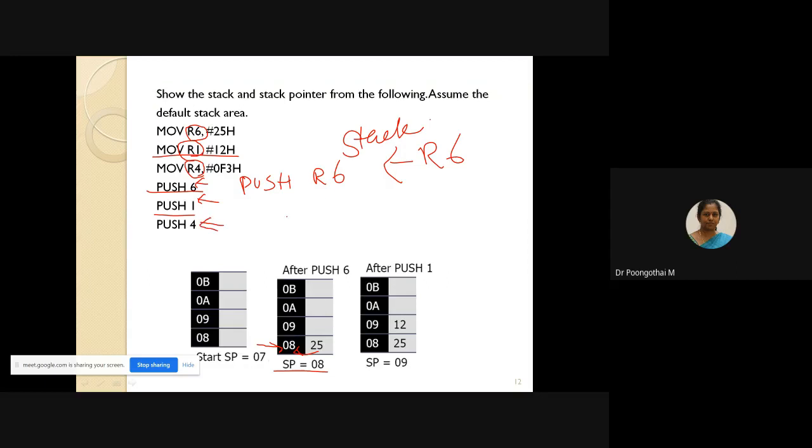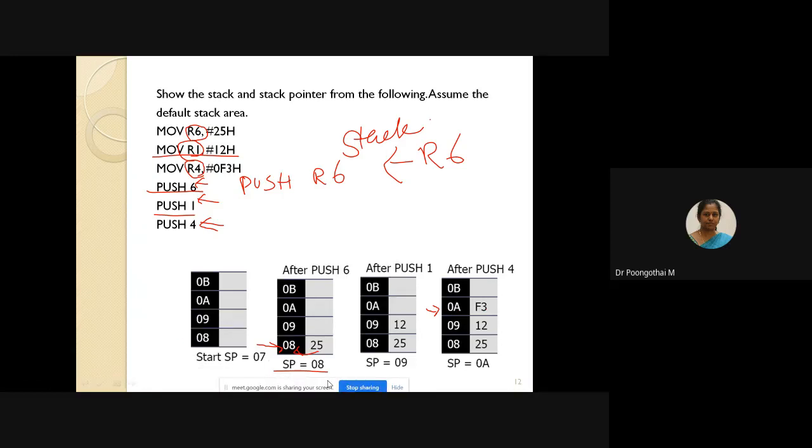Okay. So after push 4 instruction, what will happen? Stack pointer will point to 0A. What will be the content of 0A? 0F3. Yes. So your stack pointer is pointing to 0A and F3 is written into 0A. So this is the solution for this problem. Please note it down. Any doubts? No, ma'am. This operation is very important in your data transfer operations. Okay, data transfer instructions.